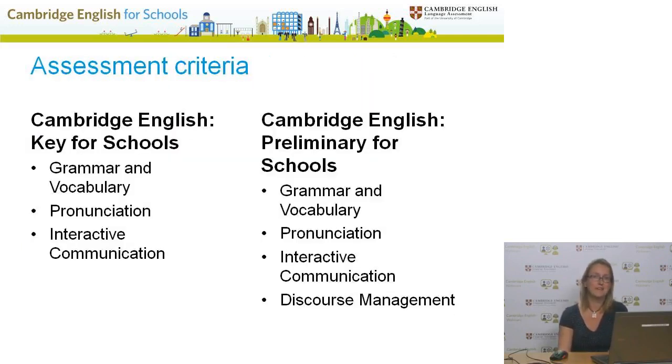Here they are. Examiners will be looking for all of these things. They include interactive communication. For example, a candidate who does not let his or her partner speak will be penalised. Can you look at the rest of the criteria and tell me what is assessed at Preliminary for Schools but not at Key for Schools?